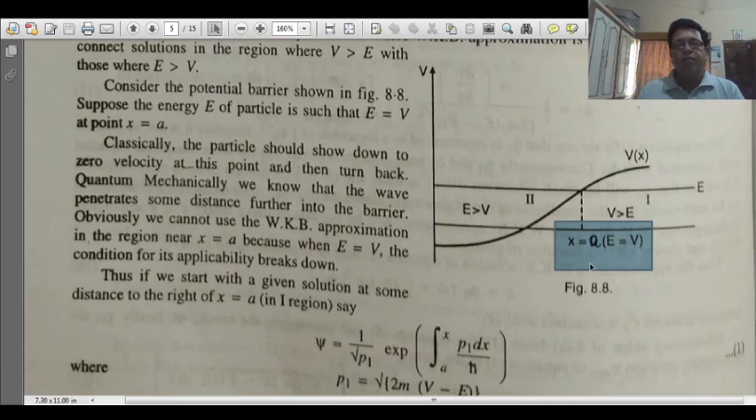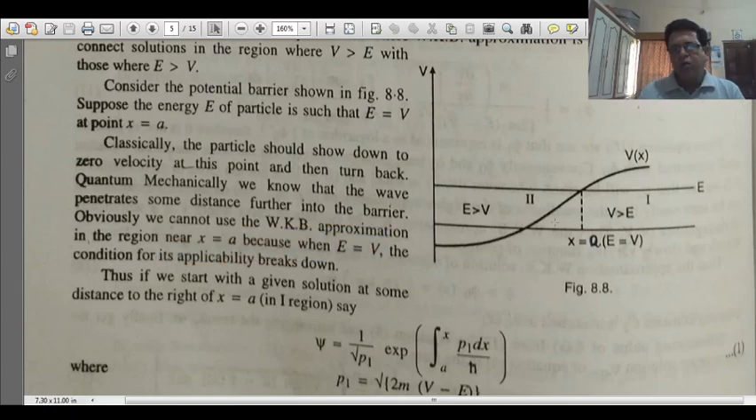But quantum mechanically, we know that the wave penetrates some distance further into the barrier if E equals V or E is less than V. Obviously, we cannot use the WKB approximation in the region near x equal to a, because there E equals V.